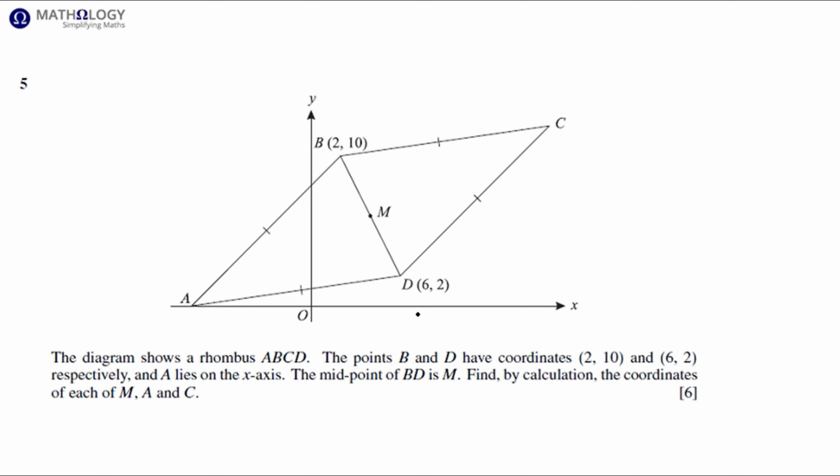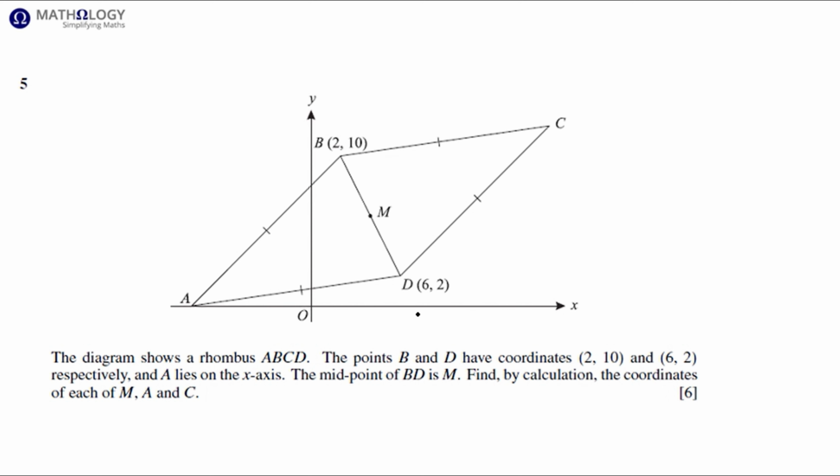The diagram shows a rhombus ABCD. The points B and D have coordinates (2, 10) and (6, 2) respectively, and A lies on the x-axis. The midpoint of BD is M. Find by calculation the coordinates of each of the points M, A, and C.